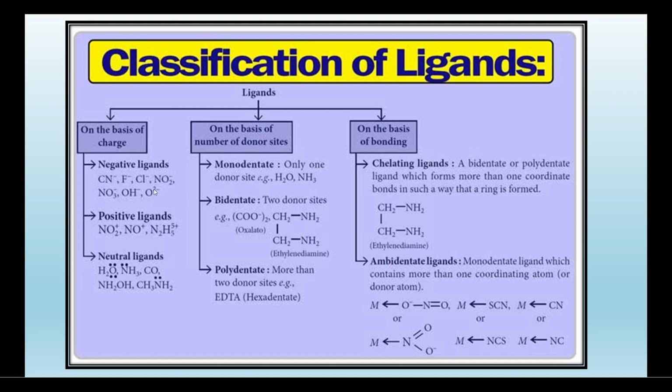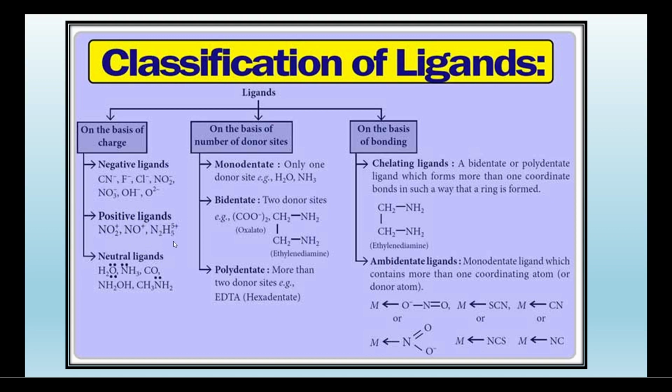There are a lot of negative ligands, such as cyano, fluoro, chloro, nitro, nitrito, hydroxo and oxo. Similarly, there are positive ligands, such as the nitronium cation, the nitronium ion.